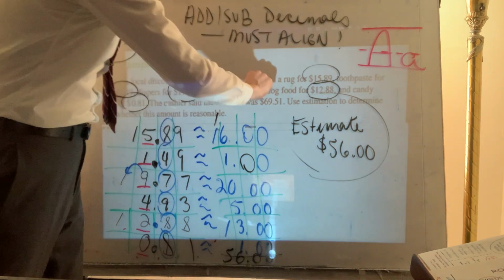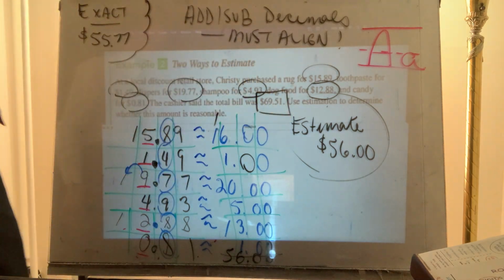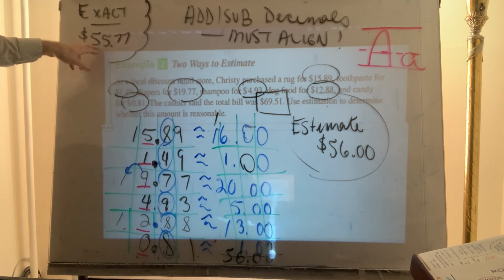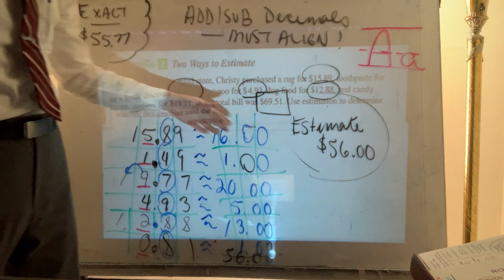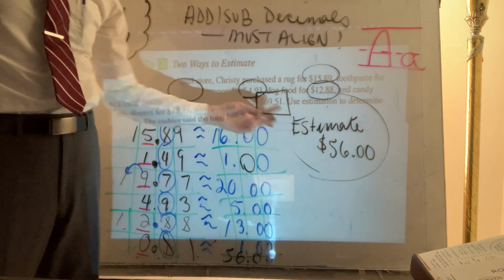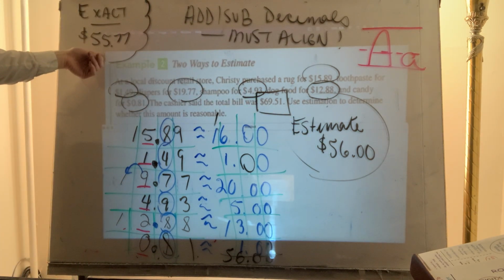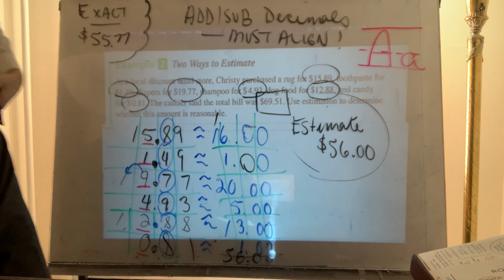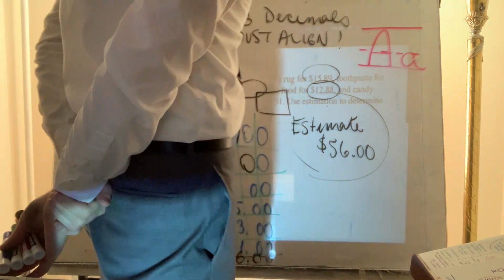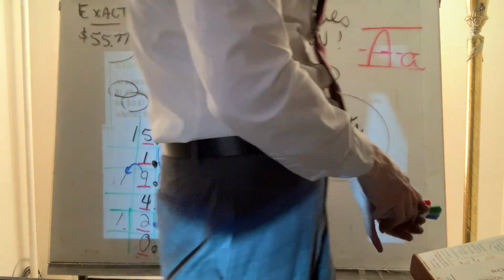The person who was adding up here said $69. They didn't add correctly. All right. The exact answer, I believe, should be $55.77, and that's a pretty good estimate because it's pretty close, right, to the exact answer. All right. So beware.